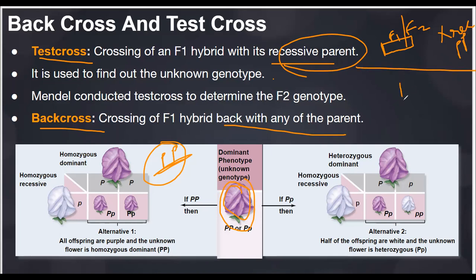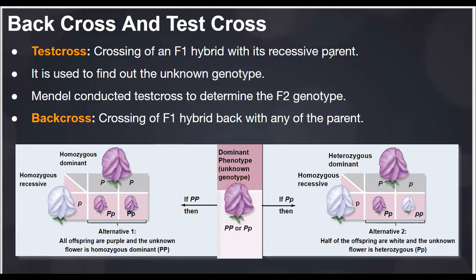What is a backcross? Same thing. You want to test the genotype of either the F1 generation or the F2 generation, but you will take any parent, with any of the parents. So that is another alternative. From that also you will be able to find out the genotype of the F1 or F2, whatever you are trying to know.